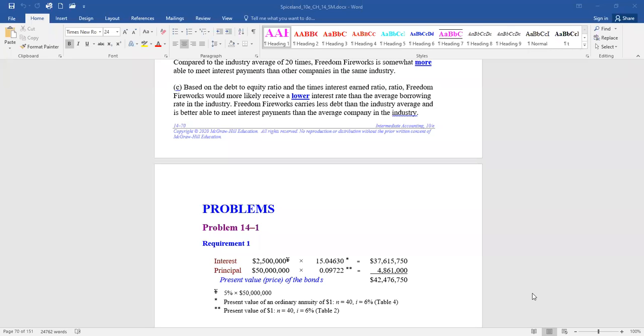The other thing we need to determine is how much somebody is willing to pay today in order to receive $50 million at the end of 20 years. We use the same N and I to calculate the present value for the principal. So N would be 40, I would be the 6%. See, that's why I like starting with the interest first. So we go to the present value of 1, since that is just one payment in the future, the other part of a bond. Add those two results together, the selling price of that $50 million bond is $42,476,750.